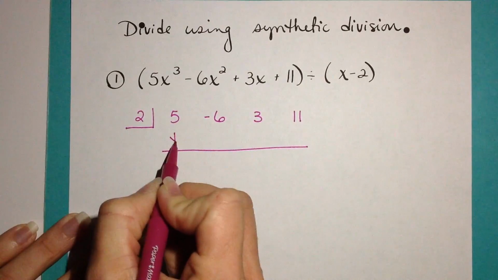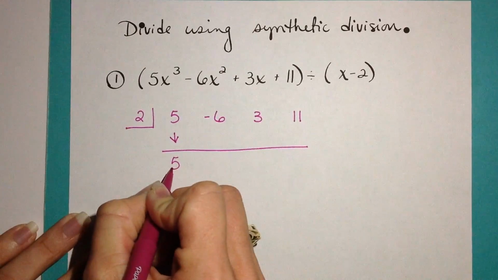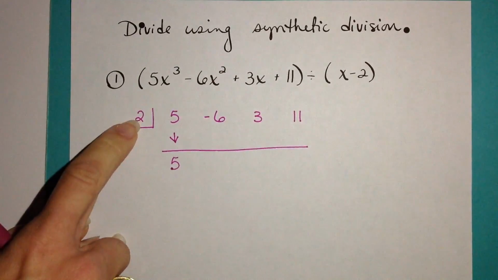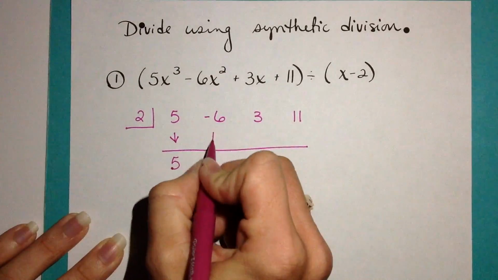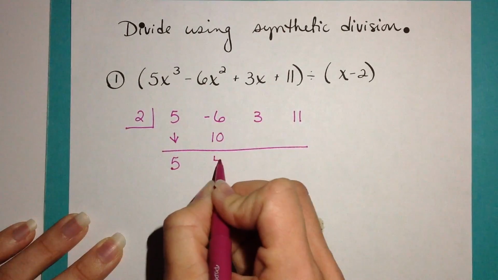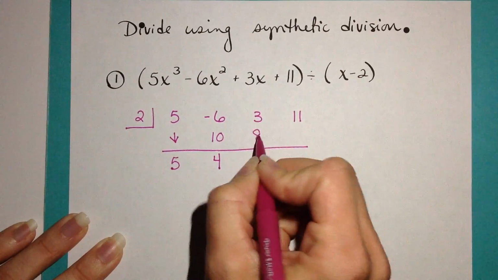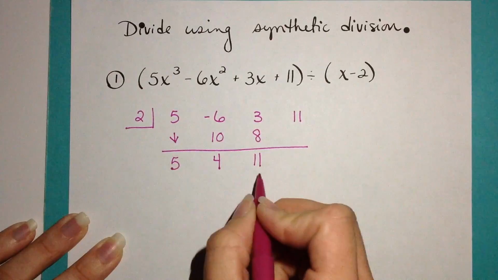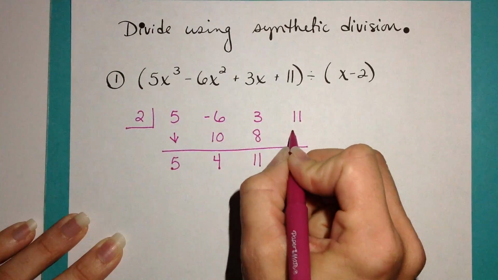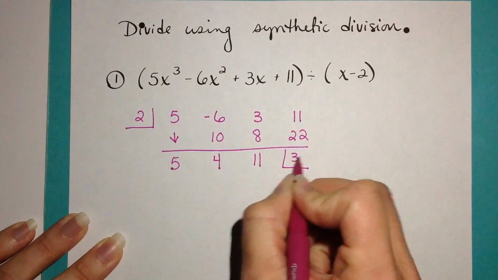Your first step is to bring this first number, in this case the 5, straight down. Then you start by multiplying the 2 times the 5, which is 10. Now add the negative 6 and 10, so we get positive 4. 2 times 4 is 8. Add, you get 11. 2 times 11 will give us 22. Add, and we get 33.